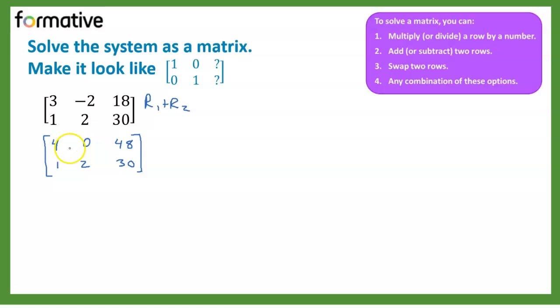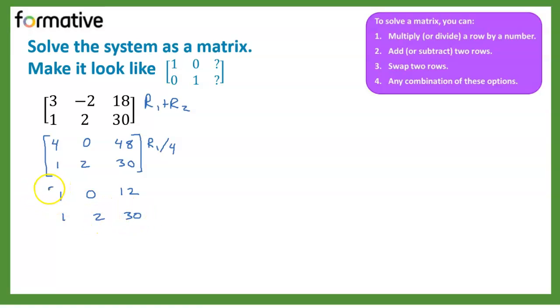Now I've already got this first row sort of in this form, right? I've got this 1 now. How do I turn this 4 into a 1? How did we do it last time? Well, we just divided by 4, right? We can just take R1 divide by 4. And then we take each of these terms divided by 4. 4 divided by 4 is 1. 0 divided by anything is 0. 48 divided by 4 is 12. And we bring row 2 down.